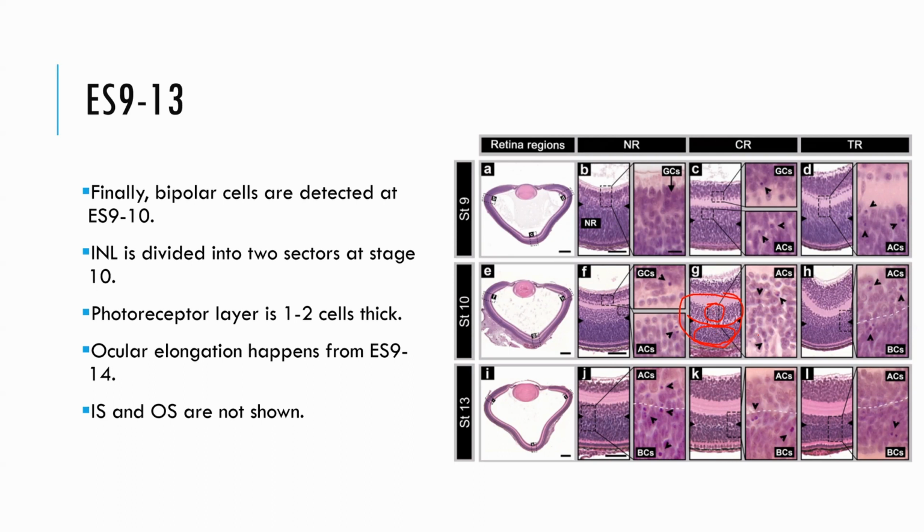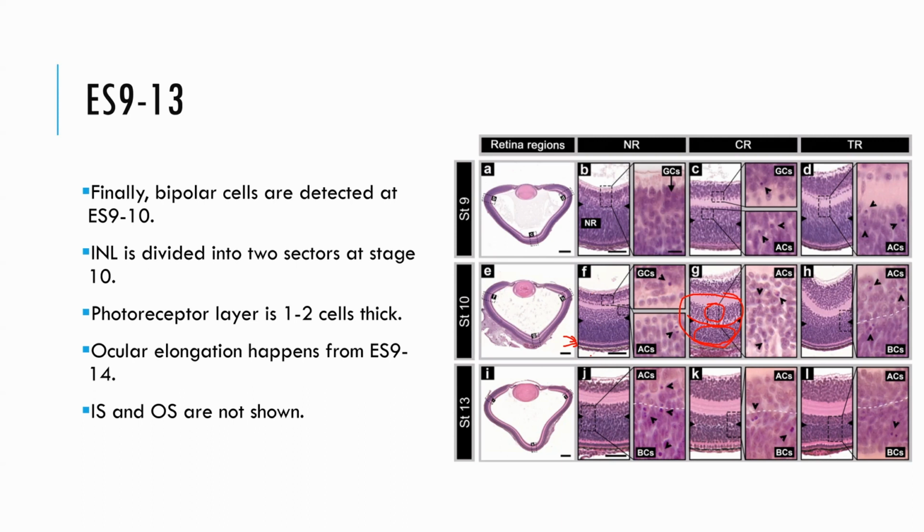At the same time, the photoreceptor cells in the anole have developed into a 1 to 2 cell thick layer. As you can see in figure F, below this outer plexiform layer, which is pink here, there's a dark layer, which is the outer nuclear layer, and they're about 1 to 2 cells thick.